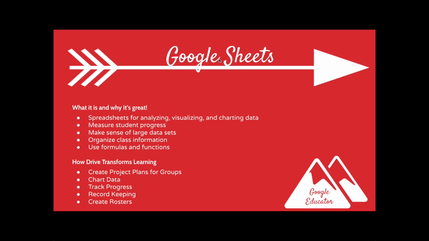So how Drive transformed learning. You can create project plans for groups, you can chart data, track progress, and do record keeping. This is really good for record keeping and keeping things up. And then of course creating rosters. This is really good for uploading. You can create CSV files inside of Google Sheets. They're going to ask you to do a couple of things here, and we're going to go through that here in our Google Sheet.